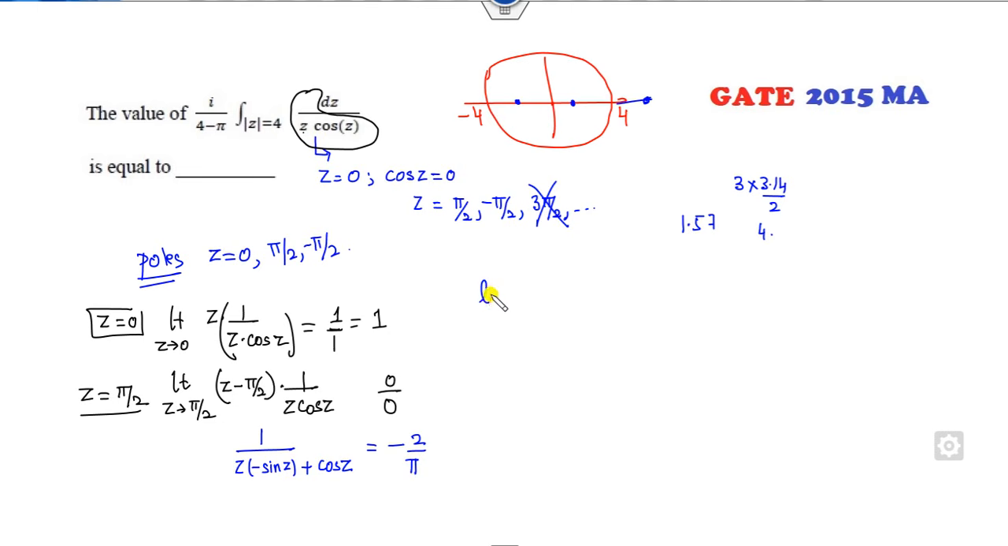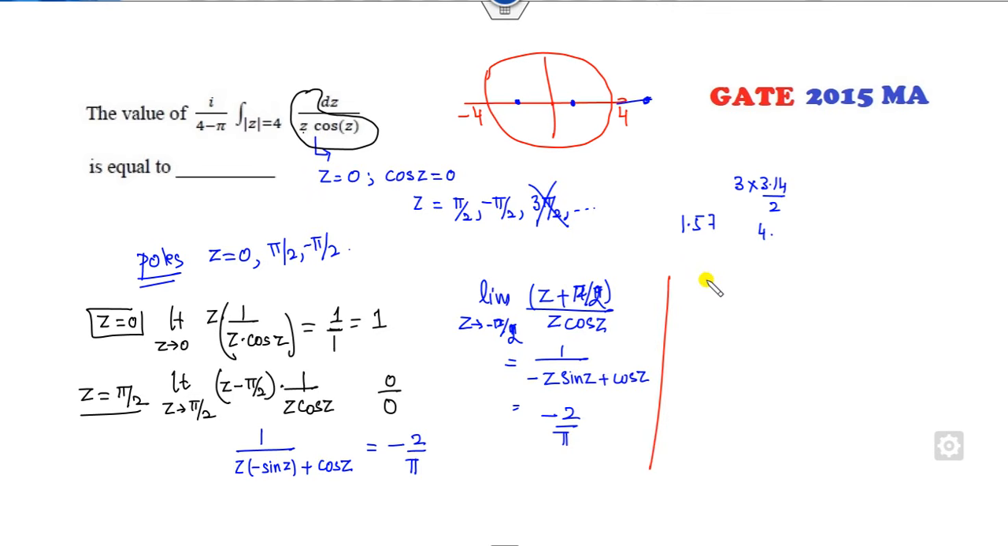Similarly, what is the value when Z approaches minus pi over 2? It is Z plus pi over 2 into 1 over Z cos Z. Again it's 0 by 0 form. So this is minus Z sin Z plus cos Z. So when it's pi by 2, its value is again 0, it's minus 2 over pi.